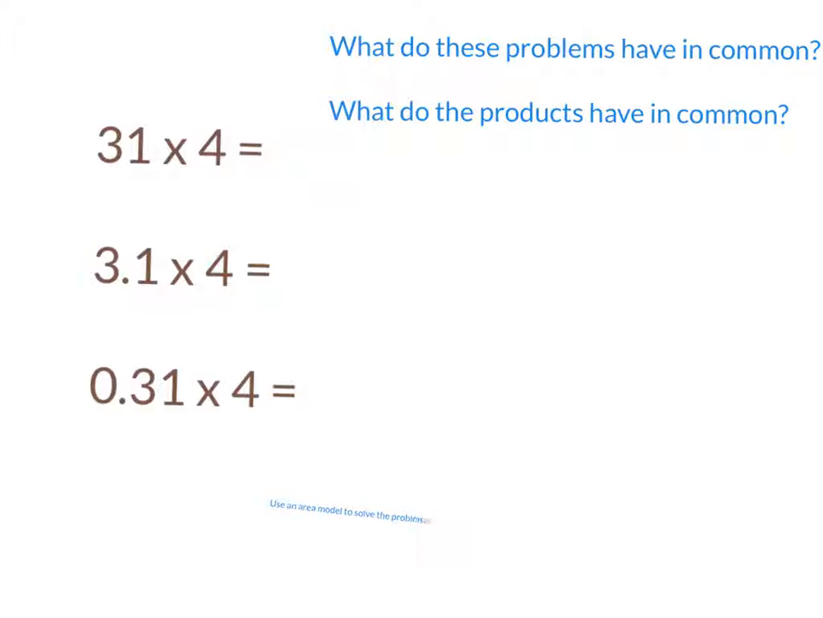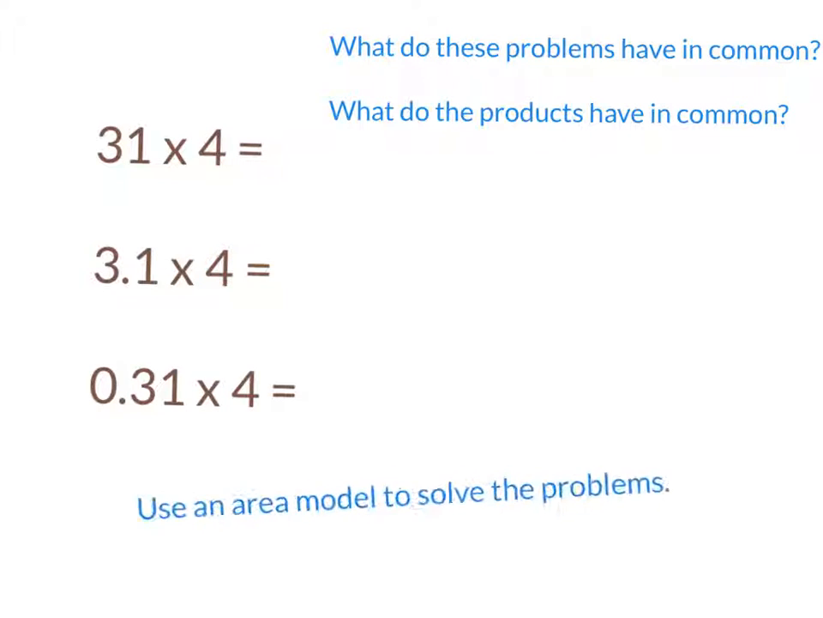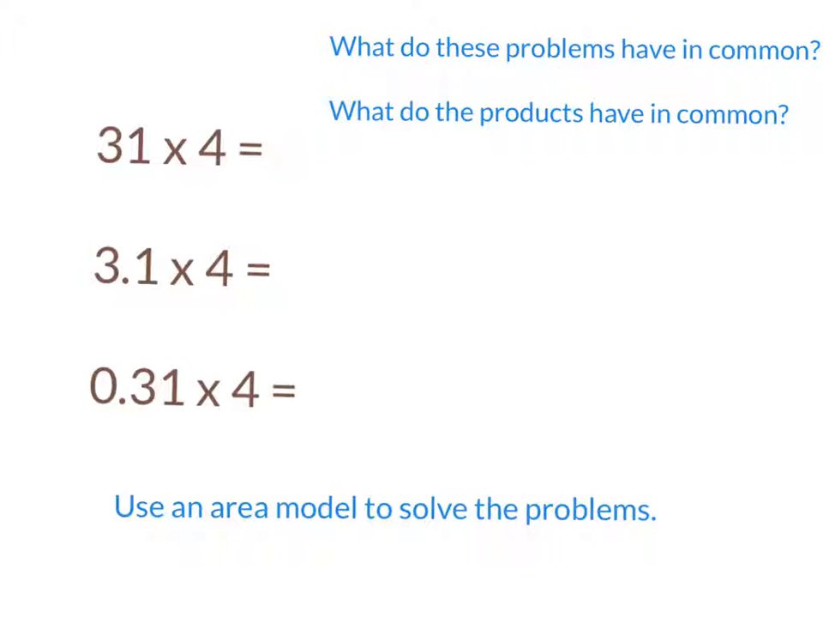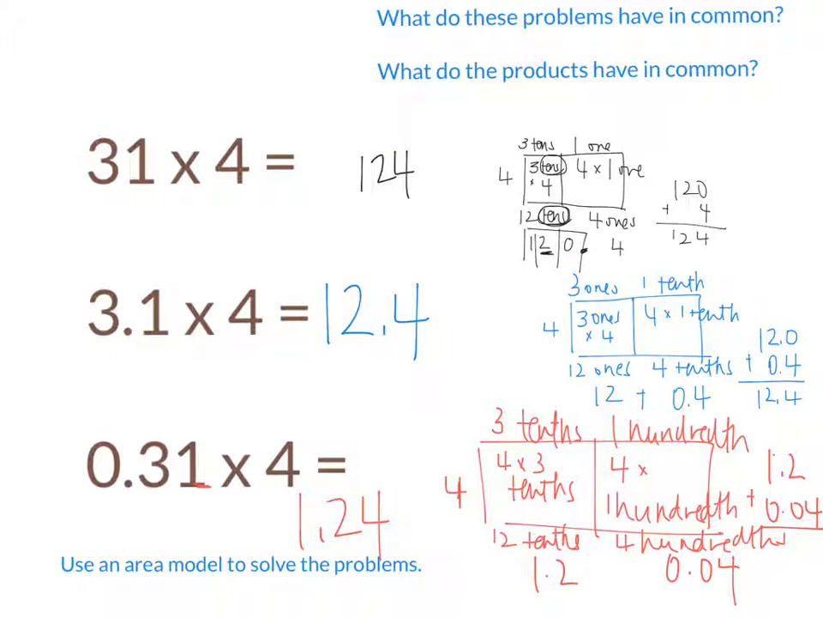Okay, now, prove to me that you learned how to make an area model, and you're going to use an area model to solve each of these 3 problems. So how many area models are we making? 3. Go ahead and do that in your notebook. Okay, so earlier we noticed that all these multiplication problems had the same digits. They all had a 3 and a 1 and then a 4.